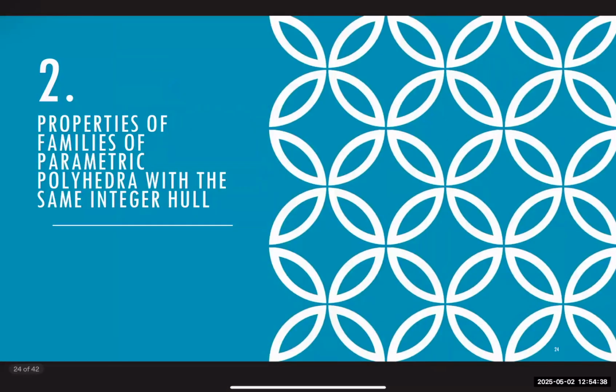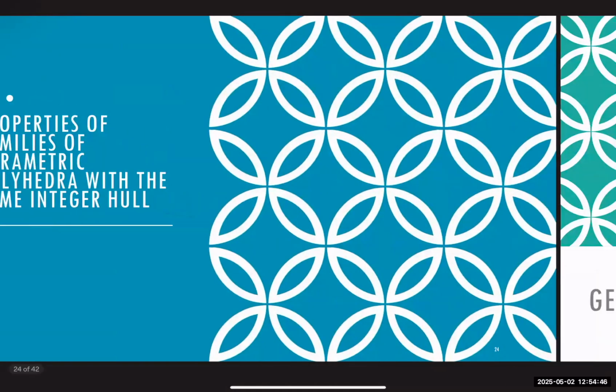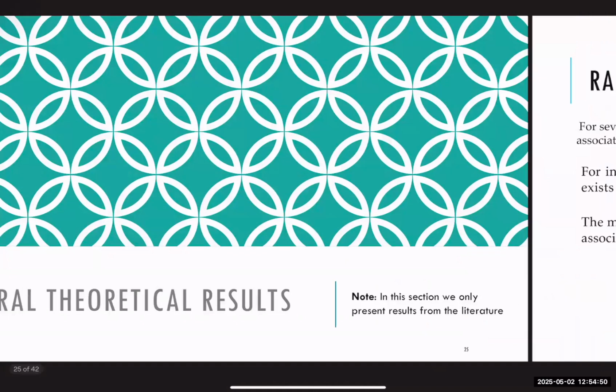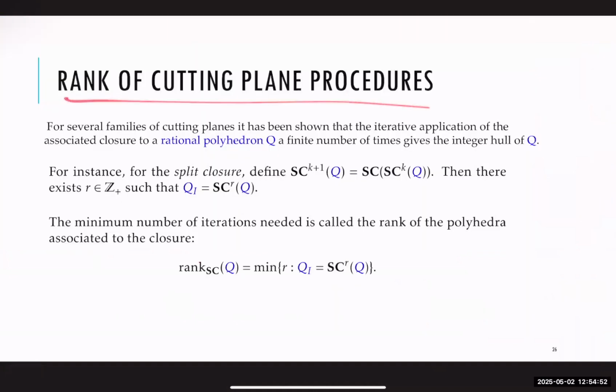Okay, let me go to the second part, since I only have like 7 minutes. What happens if you consider polyhedra with the same interval? So first, some results from the literature. This is not by me. This is rank of cutting-plane procedures. So for a split closure, for instance, the rank is how many times you apply the split closure, okay? And it is proven that you can obtain the integer hull by applying it finitely many times.